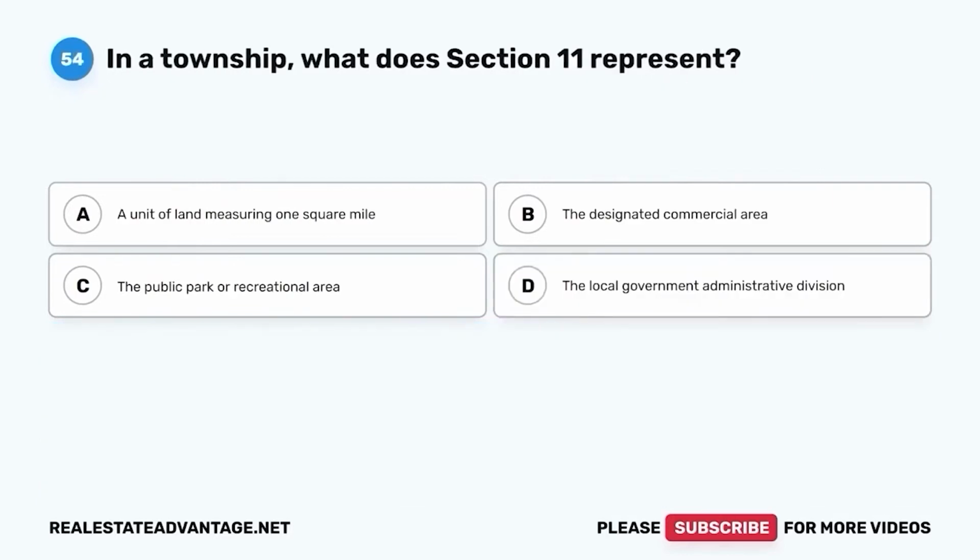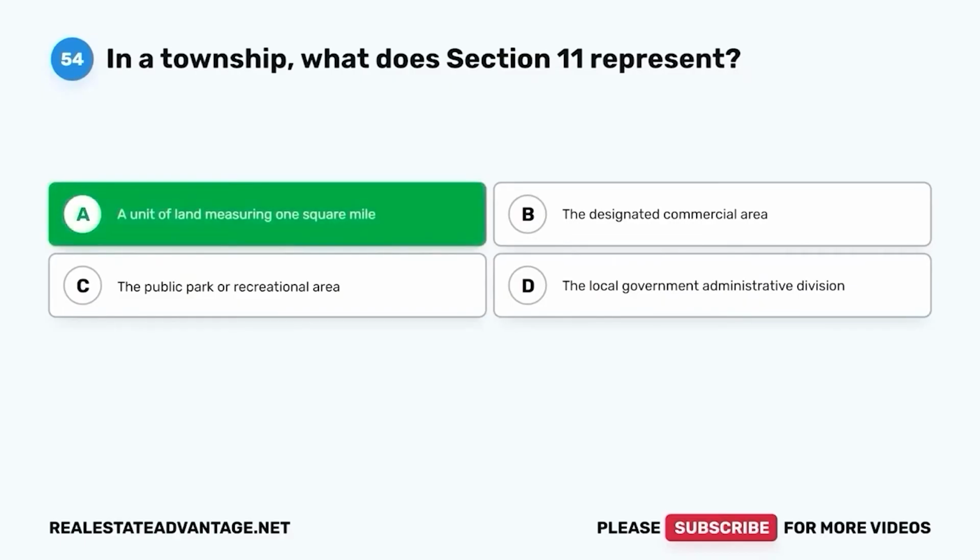Question 54. In a township, what does Section 11 represent? A. A unit of land measuring 1 square mile. B. The designated commercial area. C. The public park or recreational area. D. The local government administrative division. The correct answer is A. A unit of land measuring 1 square mile.